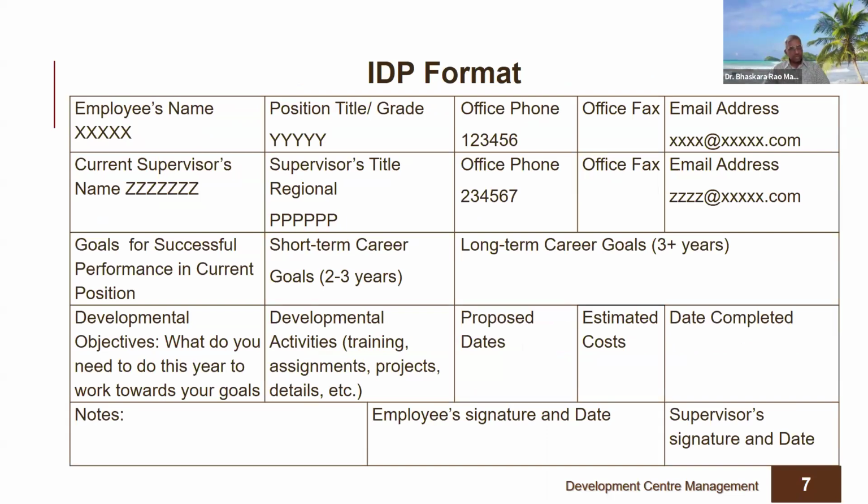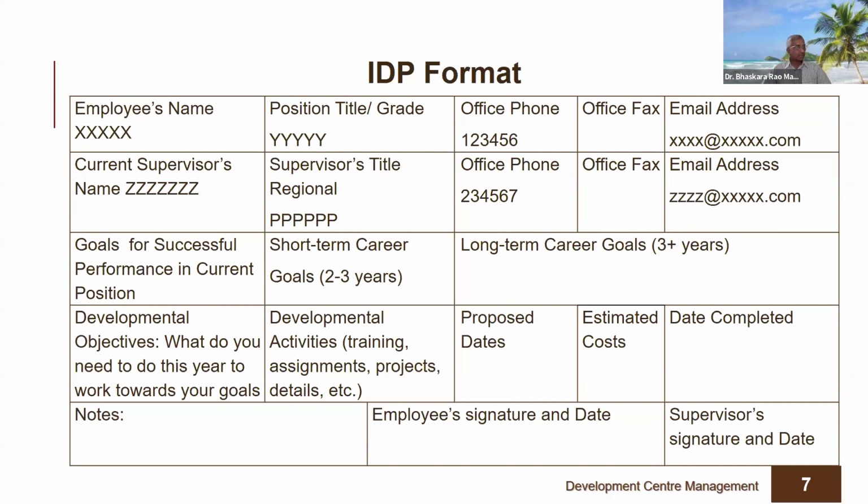Now, here is a suggested IDP format. Not necessary that everybody should follow it. It is only indicative. So, if you want to use some other format, you are most welcome to design something else. So, you have the name of the employee, contact numbers, fax or email. Who is the current supervisor? What is the title of the supervisor? His phone number, email, and all that.